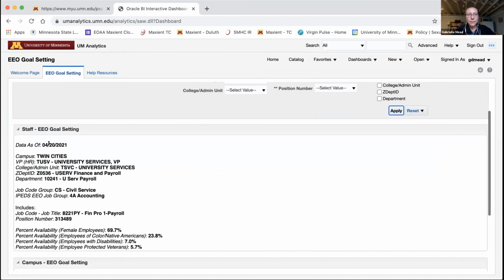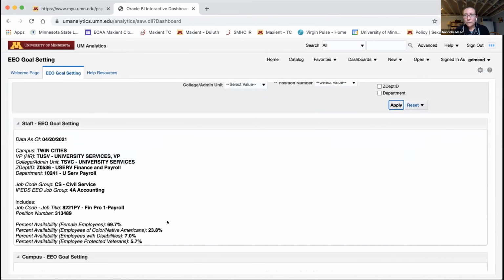So what you can see here is today's date, obviously. The position that I pulled up was a University Services payroll position. The way that we have categorized it, the job group that I mentioned, is a civil service accounting position, CS4A. Based on our research, our best estimate is that of the people in the relevant marketplace, which is a local marketplace, qualified for this position, 69.7% of them are women. Based on our estimate, 23.8% of the people available and qualified for the position are people of color and Native Americans. So we call that the percent availability.